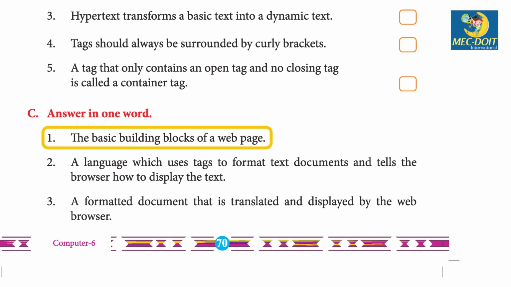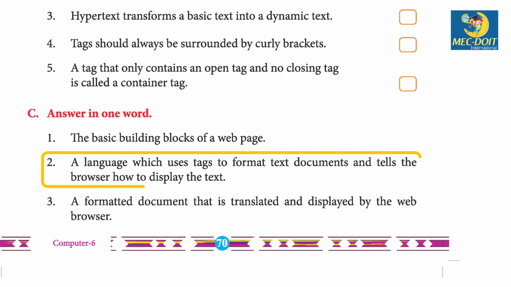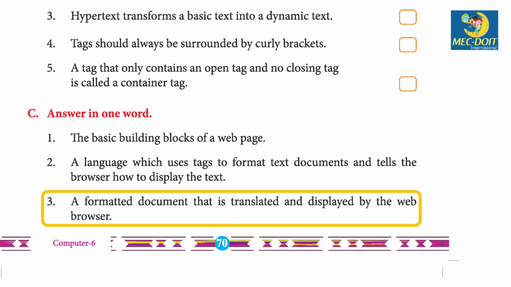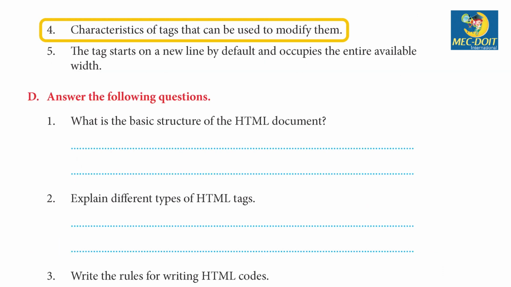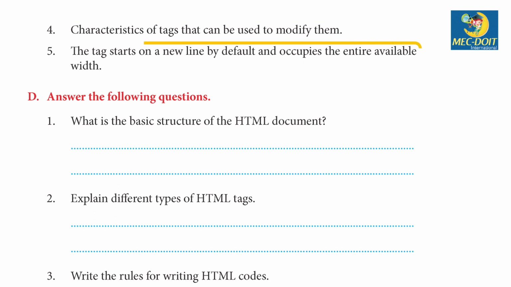C. Answer in one word. 1. The basic building blocks of a web page. Answer. Tag. 2. A language which uses tags to format text documents and tells the browser how to display the text. Answer. Markup language. 3. A formatted document that is translated and displayed by the web browser. Answer. HTML. 4. Characteristic of tags that cannot be used to modify them. Answer. Markup tag. 5. The tag starts on a new line by default and occupies the entire available width. Answer. Block level tag.